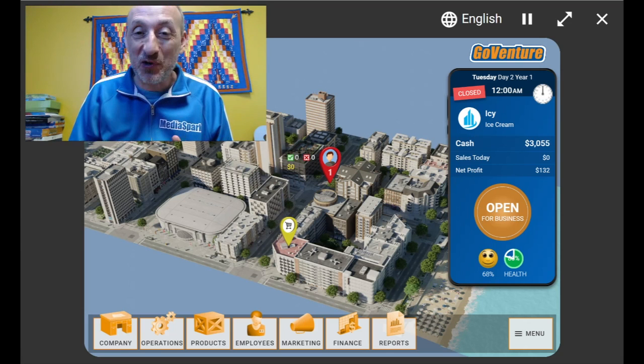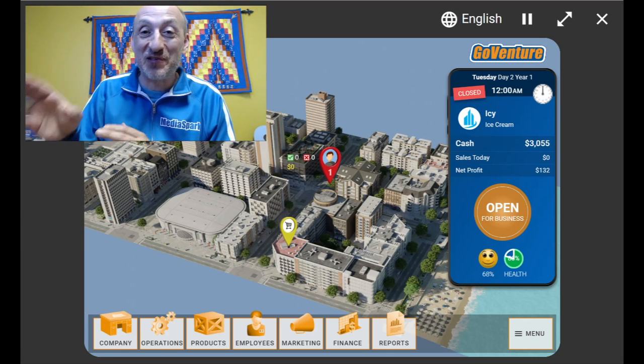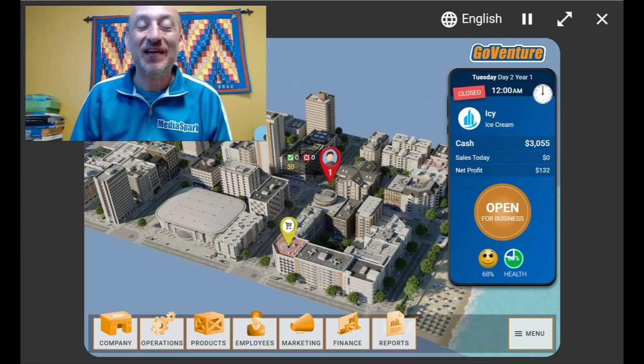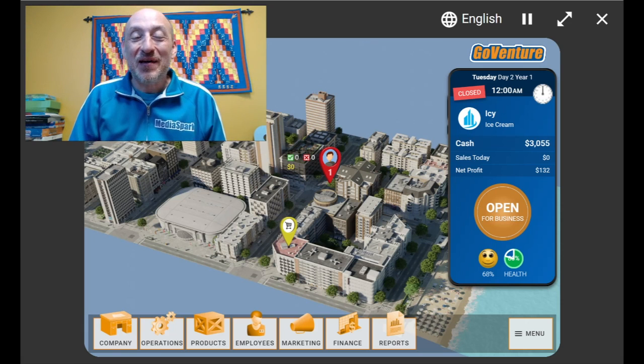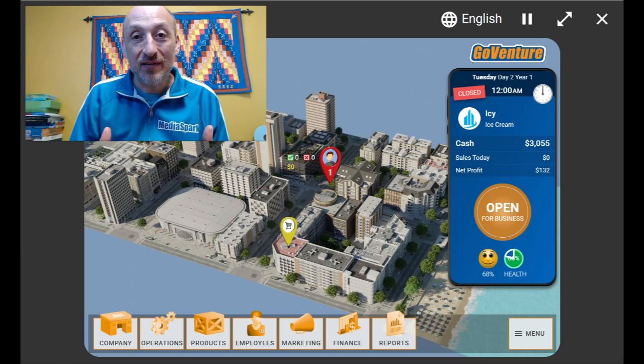But it actually doesn't worry me because I know my GoVenture simulations have no cheat system. And so whoever's buying that is basically getting scammed and wasting their money. So it's a good life lesson for them. So let me show you why you cannot cheat a GoVenture simulation.